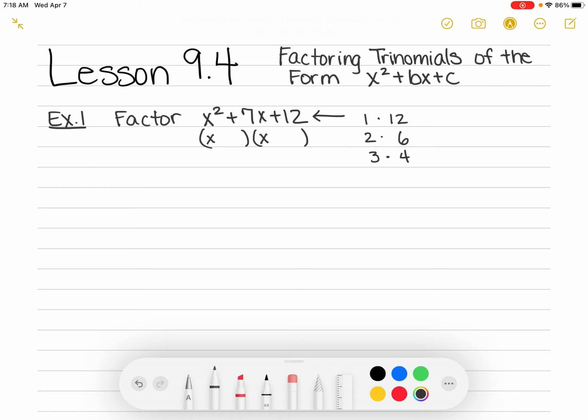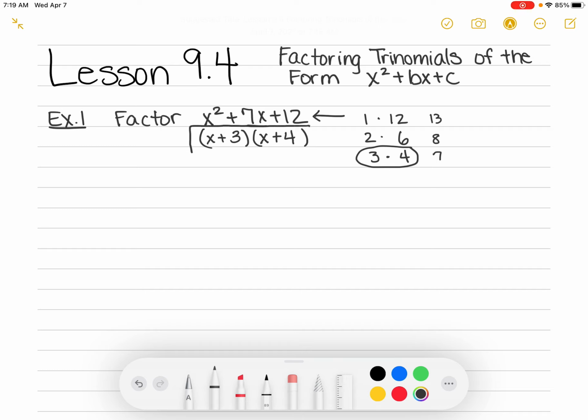So next I'm going to look at my middle term, and I'm going to find the two of these that added together make 7. I only say add them together because we have plus plus, and plus plus is the easiest one. So which two of these? Well, 1 plus 12 is 13, so that's not going to work. 2 plus 6 is 8, and 3 plus 4 is 7. So that's the one we're going to use, a 3 and a 4. And that's my answer.